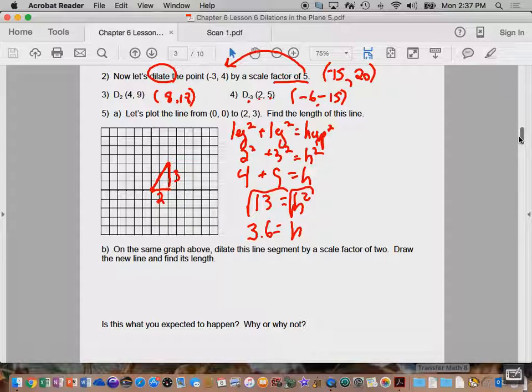Now notice what it says to do. It says let's dilate by a scale factor of 2. So if I do (0, 0) dilated by a scale factor of 2, what do I get? (0, 0). It would be (0, 0). Good, what about (2, 3) by a scale factor of 2? 4. Come on, 3 times 2? 6. So let's go (0, 0), and then let's go (4, 6). Now let's drop a right triangle there, find out how long that one is. Go ahead. And when you get your answer, convert it to a decimal.